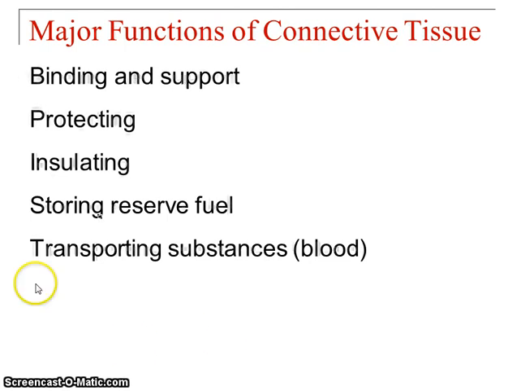Functions of connective tissue: binding and support. They anchor down epithelial tissues. Protection, insulation, storing fuel reserves. Like fat tissue can do all of those things. It can provide cushioning, help us thermoregulate, and then have energy fuels that we can use. Then it can also transport substances. The blood is a connective tissue. It helps us move hormones, proteins, nutrients throughout our blood to different parts of the body.